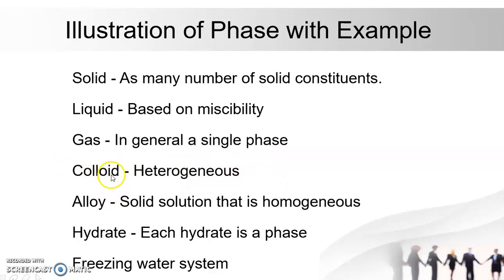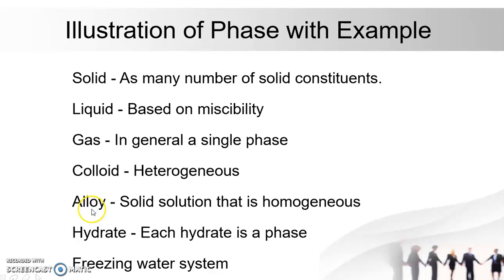Now, colloid itself means a dispersed phase in a dispersion medium, similar to solute in solvent. So, it is heterogeneous and it constitutes a number of phases, which depends on the number of solutes present or dispersed phases present in it. Okay, alloy.